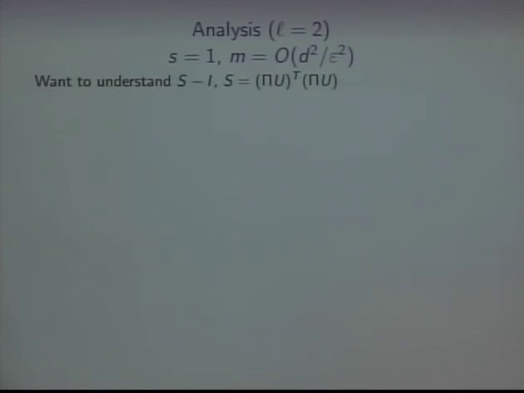So how about the case where L is 2? I claim that if you take the trace to the second power, you can get a bound with sparsity 1 and m being d squared over epsilon squared. And taking L equals 2 is equivalent to what was in the work by Mahoney and Meng.